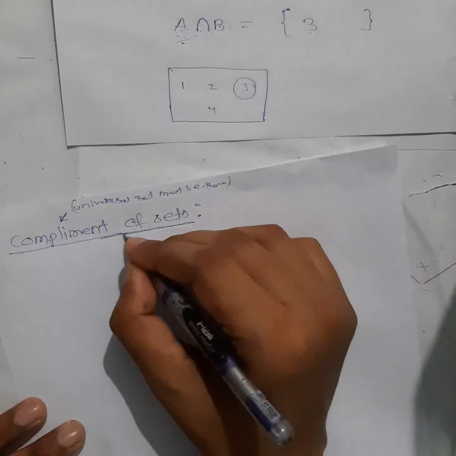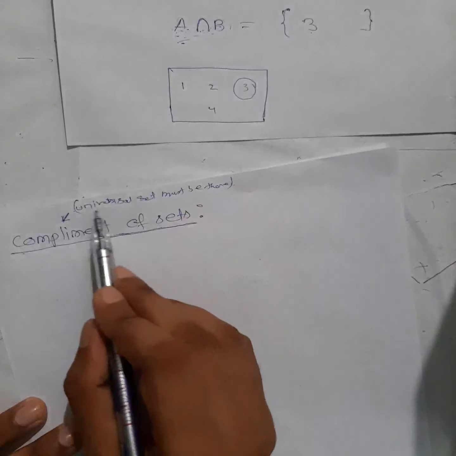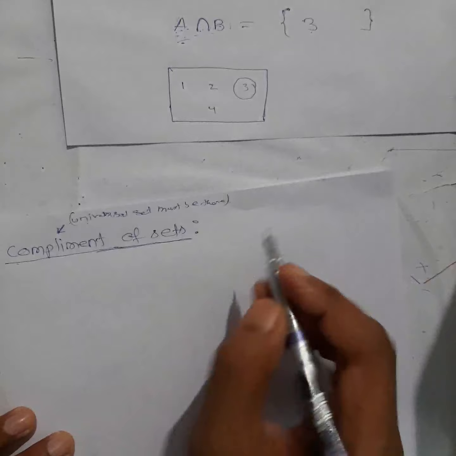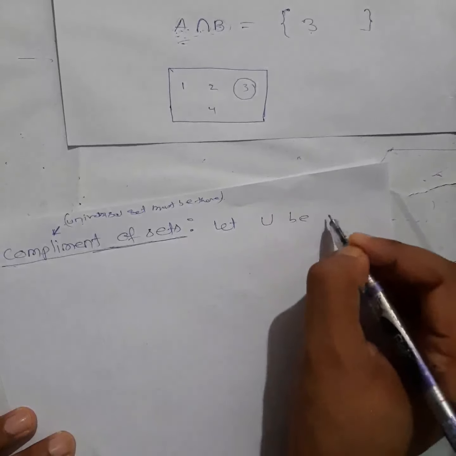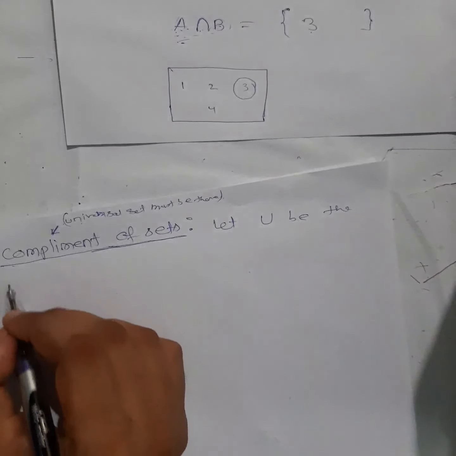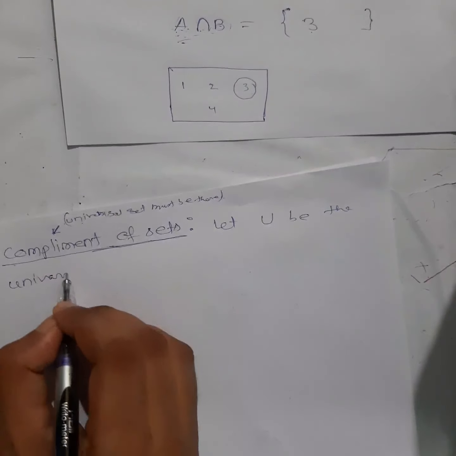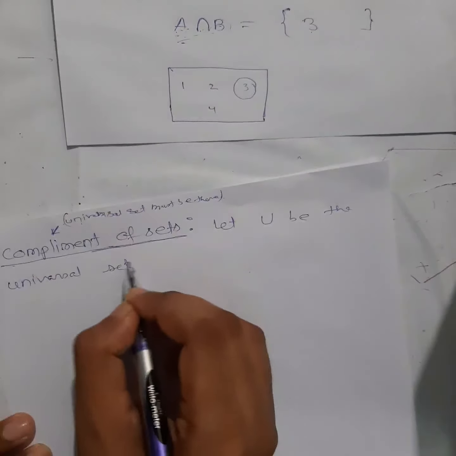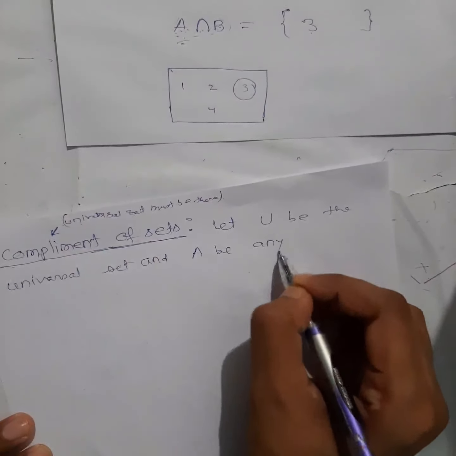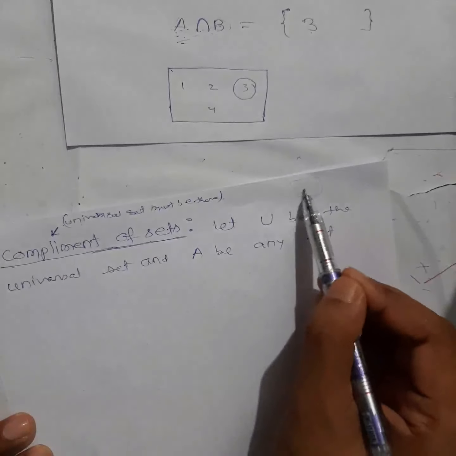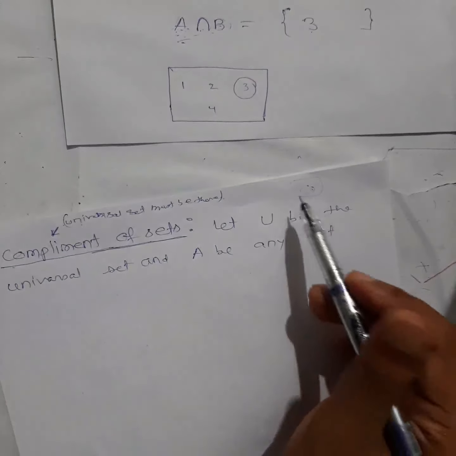So in complement of sets, I said the universal set must be there. So see here, let U be the universal set and A be any set. Okay, so I have considered there is a universal set, and under that one set I have considered, suppose A.